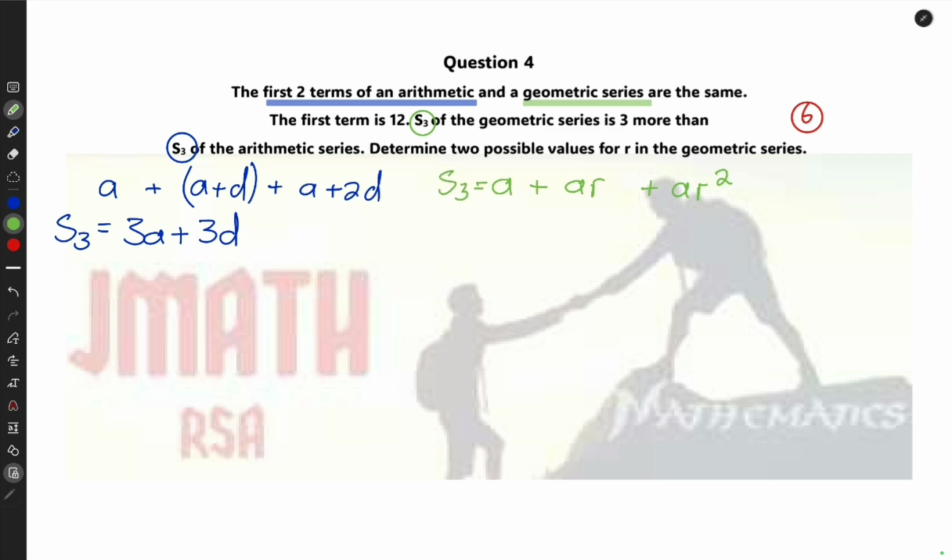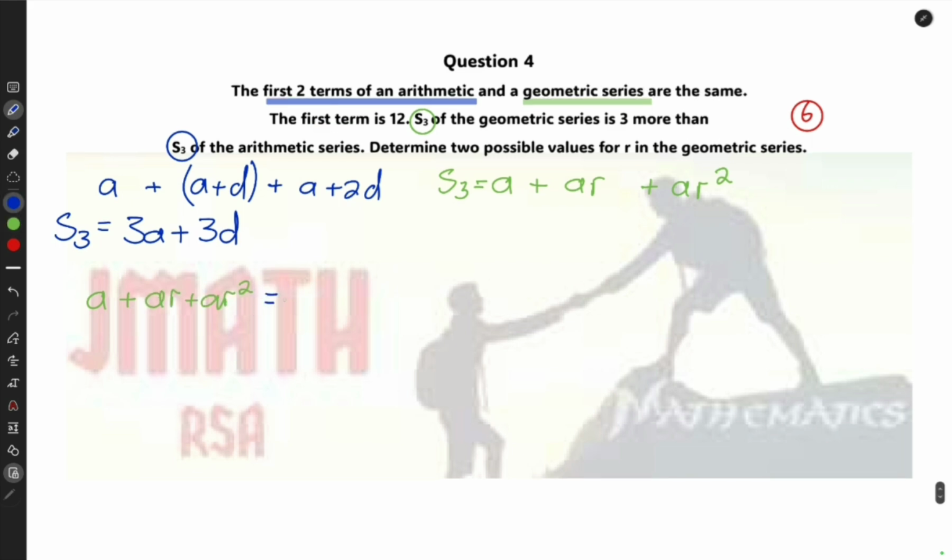Okay, so you'll notice I'm not labeling this equation 1 and equation 2 because they give me something else in this case. And they say S3 of the geometric is 3 more than S3 of the arithmetic. So just going to stick to their sentence structure. The green S3 was mentioned first. So I'm going to say a plus ar squared is equal to the blue one, so 3a plus 3d. But now there's a very important part, 3 more than. I need to plus 3 somewhere.